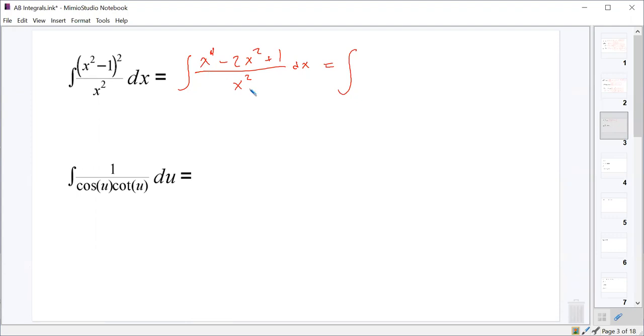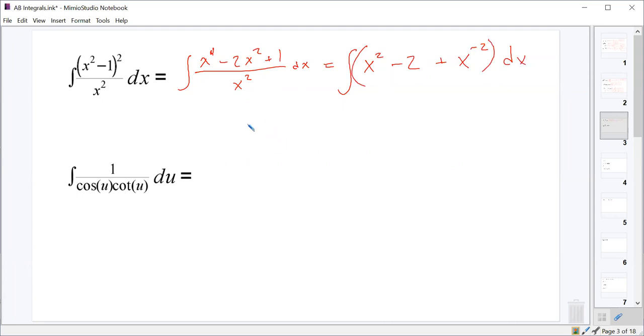Right? X to the 4th is being divided by x squared. So is negative 2x squared, and so is 1. So just write them each as if they were divided by that x squared. X to the 4th divided by x squared is x squared. Negative 2x squared divided by x squared is negative 2. And 1 divided by x squared is x to the negative 2.